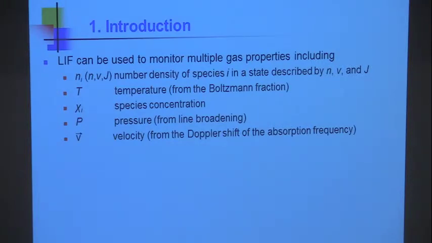Pressure can be important if it's a flow in which the pressure is variable, like a compressible flow, supersonic flow. Pressure is not uniform. Sometimes we need to know the pressure. We might get that from the broadening of the line. And of course, we can get the velocity from the Doppler shift. So there are ways to use laser-induced fluorescence to measure all of these quantities.